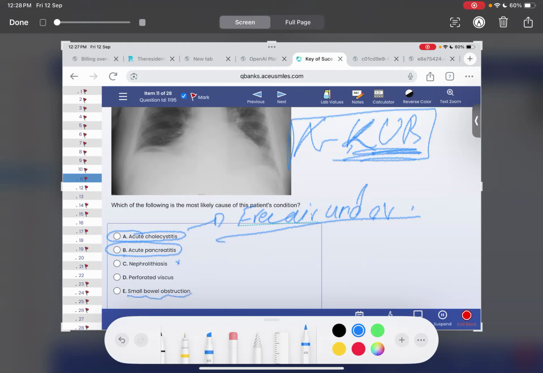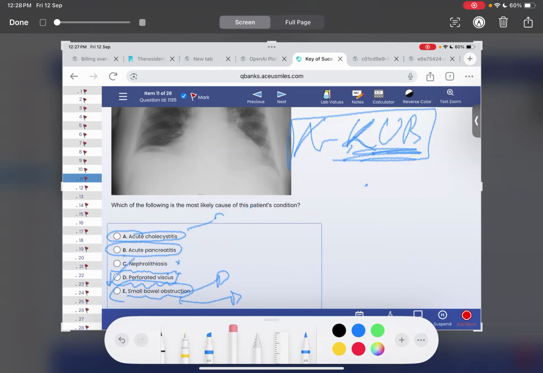Small bowel obstruction: is there any distension? No. Any vomiting? Not at all. Okay, perfect. So on the basis of exclusion, we have taken this answer. I have cleared your concept. Just remember for now, it is a pathology topic.